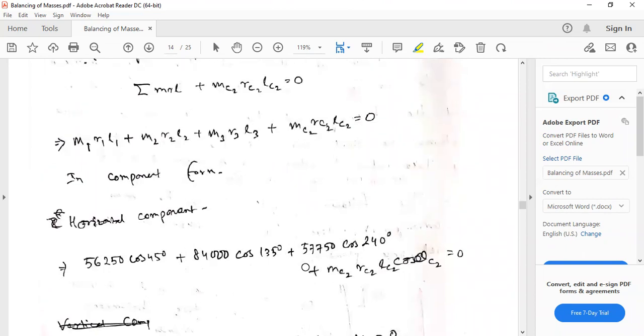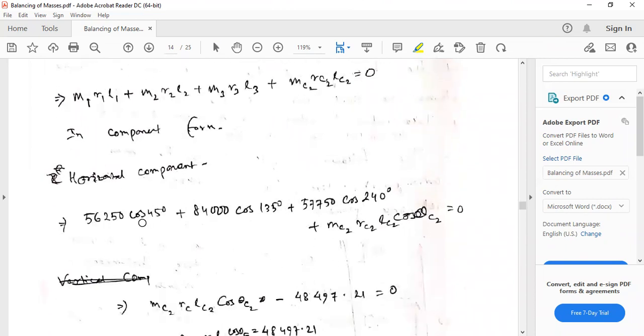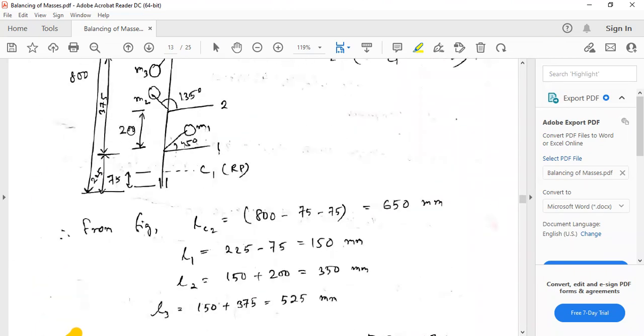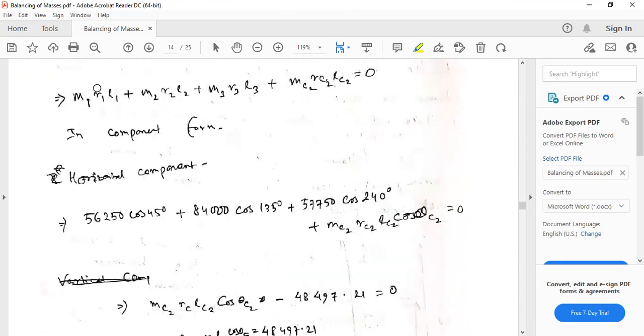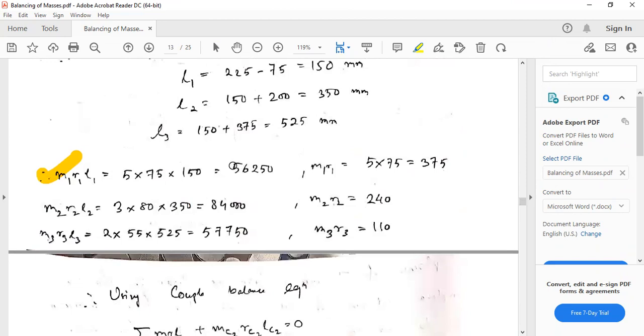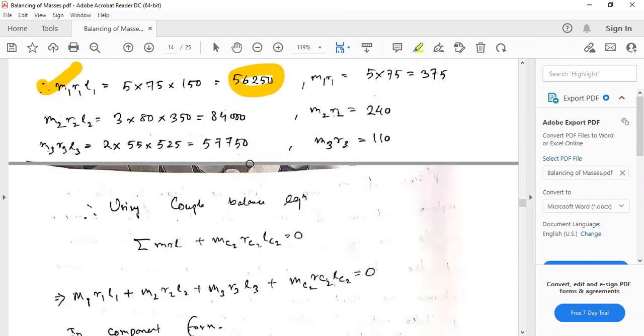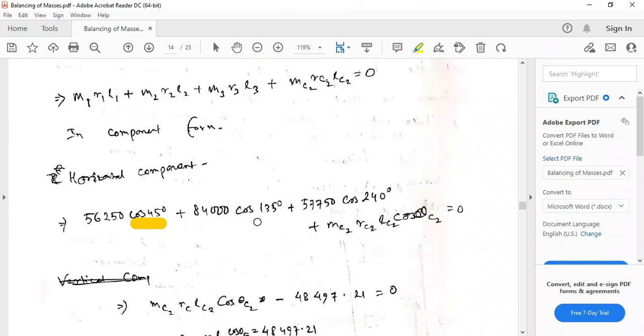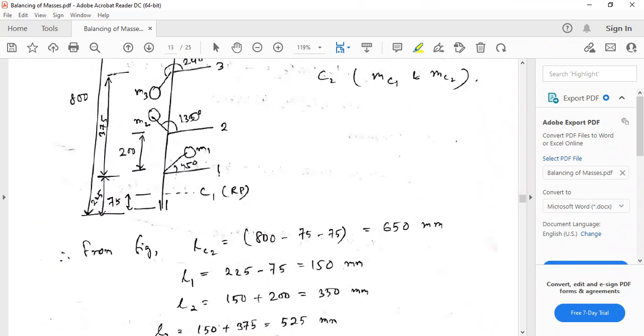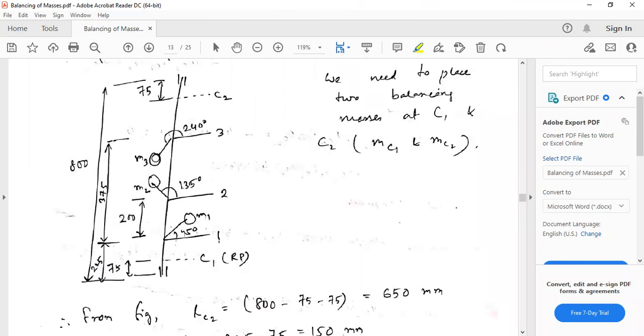So we can directly write the horizontal components by multiplying the cos of the angle of each of them with the horizontal. So for this one, cos 45. That means M1 R1 L1 cos 45. Here M1 R1 L1 we have already found out, right? So we have just written the values multiplied by cos 45. Similarly for the second one, M2 R2 L2, the value is 84,000. So 84,000 multiplied by cos of 135, whatever the angle is. Next one will be cos of 240 for this one.